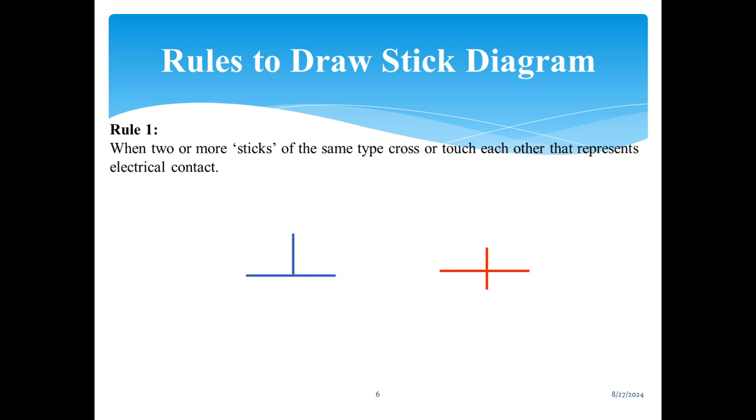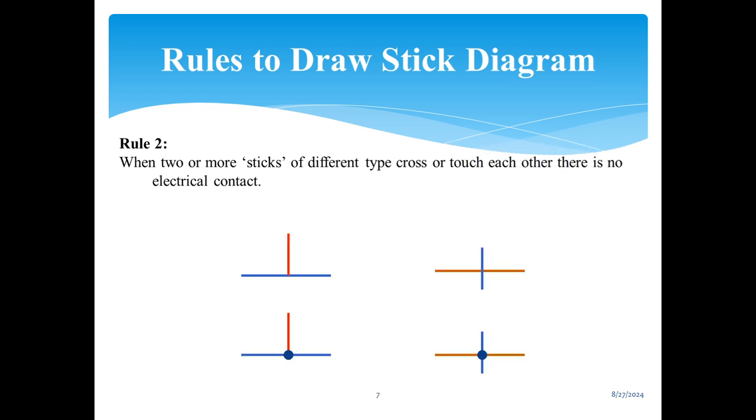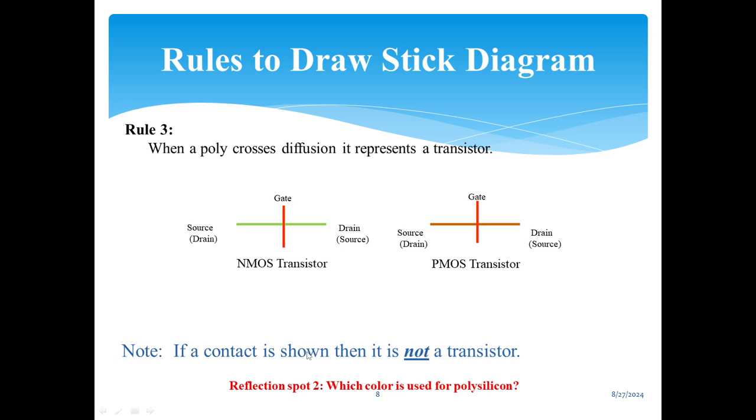Rules to draw stick diagram. First rule, when two or more sticks of the same type cross or touch each other, that represents electrical contact. When two or more sticks of different types cross or touch each other, there is no electrical contact, as shown here. The red line and the blue line are crossing, but there is no electrical contact unless you show the contact here. When poly crosses diffusion, it represents a transistor.